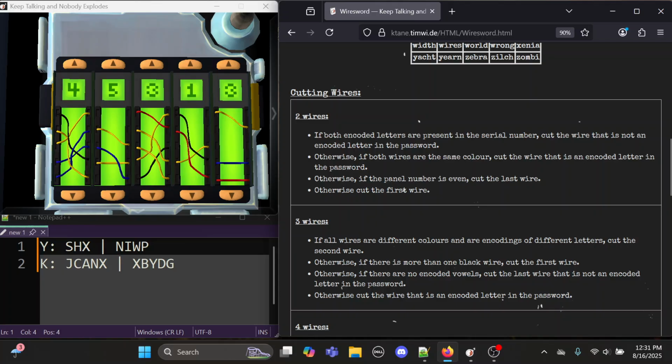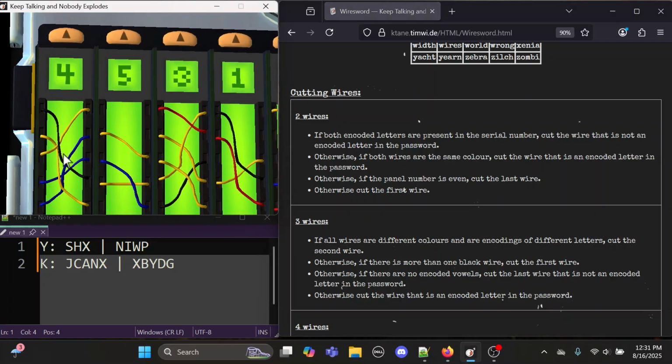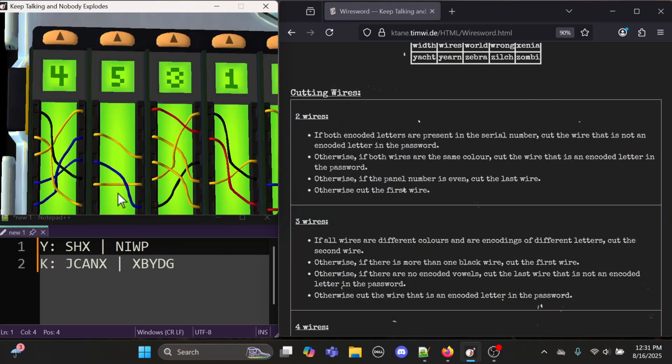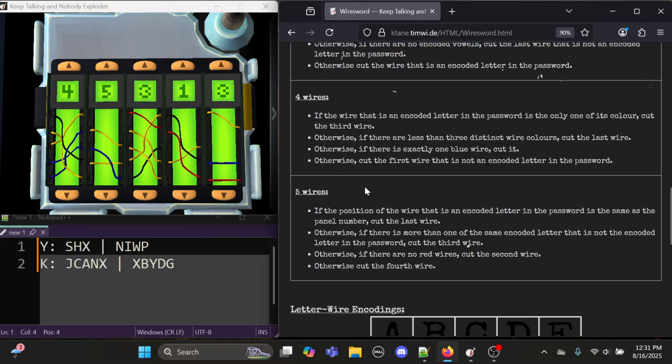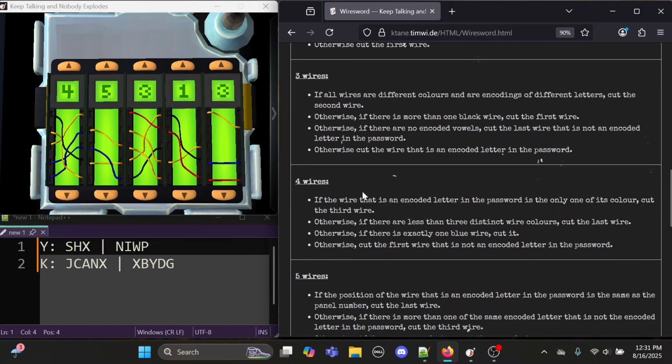So the rules that we will use is based off of the amount of wires that is currently on each of the panels we're looking at. So in this case, this one is a 5 rule 1, this is a 3, this is another 5, this is another 3, and this is another 3. So unfortunately, we will not be covering everything, but most of the rules are very easy to understand.